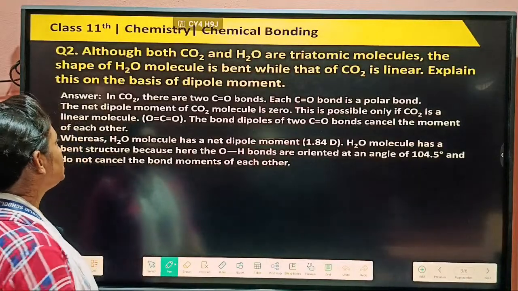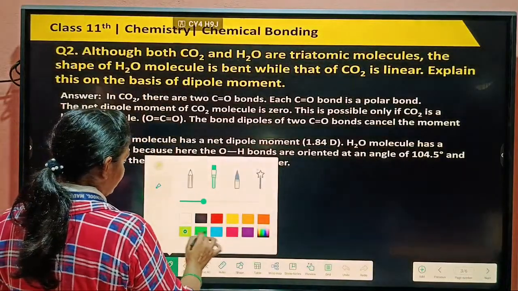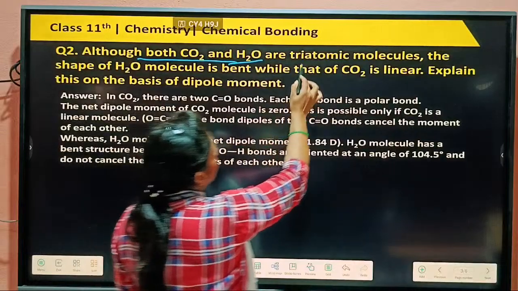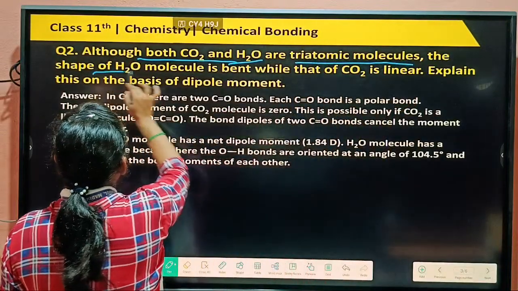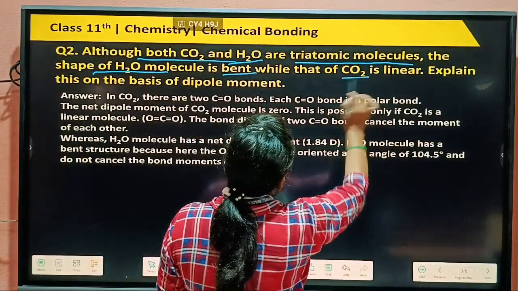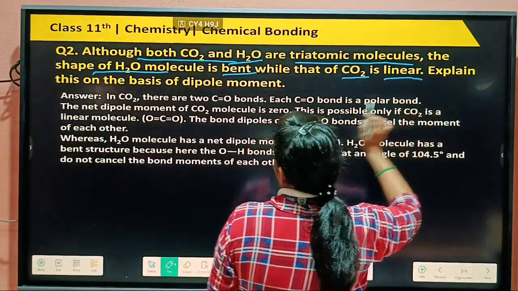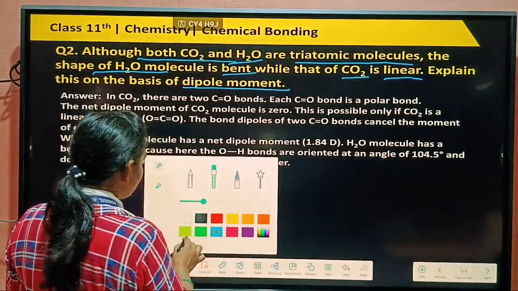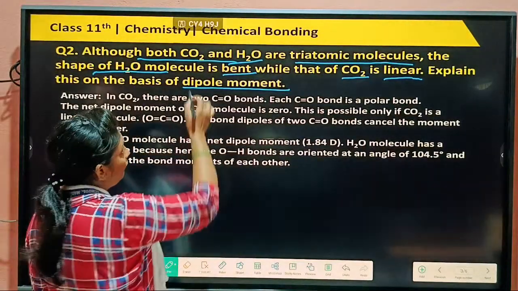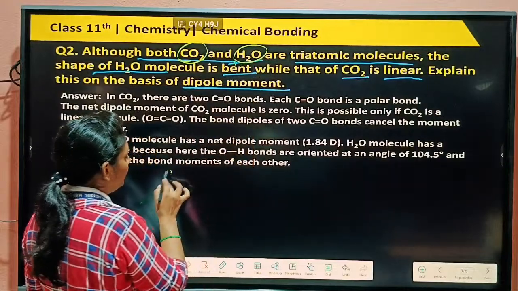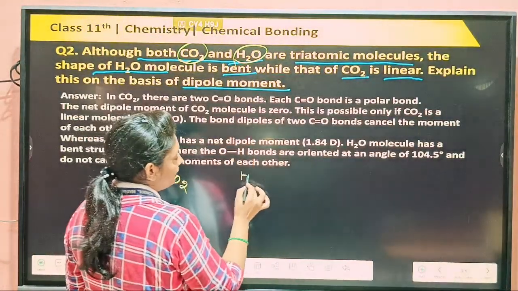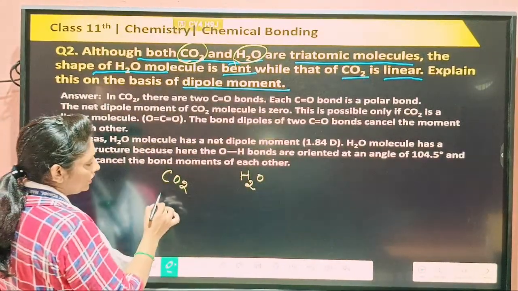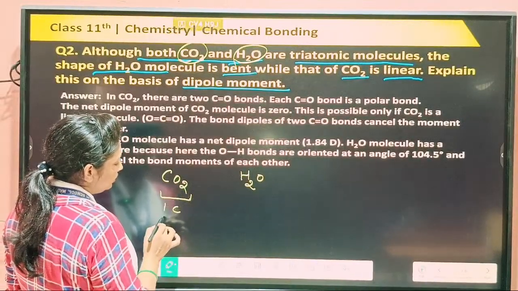Our next question is: although both CO2 and water are triatomic molecules, the shape of water is bent while that of CO2, carbon dioxide, is linear. Explain this on the basis of dipole moment. Students, what is the question here? Here we have again two molecules. One is CO2, carbon dioxide, and the second one is water, H2O. Both are triatomic. You can see here one carbon plus two oxygen.